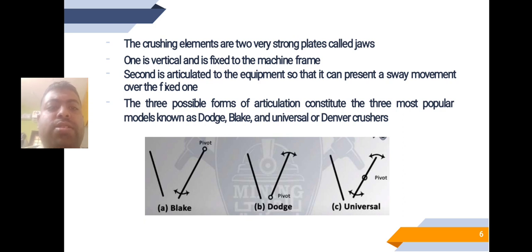The crushing elements are two very strong parallel plates called jaws. The first one is vertical and is fixed to the machine frame. The second is articulated to the equipment so that it can present a sway movement over the fixed one. The three possible forms of articulation constitute the three most popular models, known as Dodge, Blake, and Universal or Denver crushers. Here you can see the diagram of Blake, Dodge, and Universal crushers.